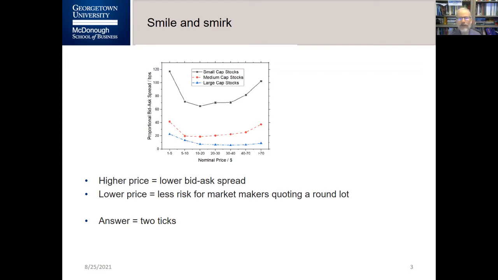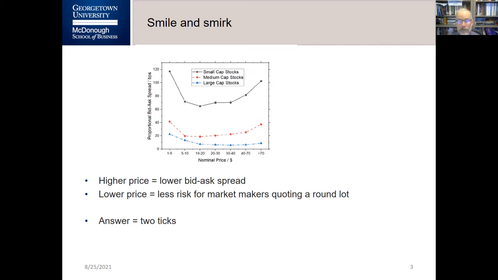Well, what's beautiful about this paper is that it models the trade-off between a higher price, which ceteris paribus should give you a lower minimum bid-ask spread, and a lower price, which is going to reduce risk for the market makers who are quoting a round lot.